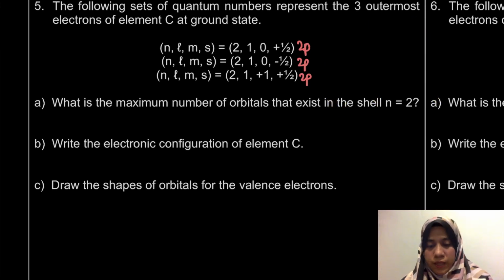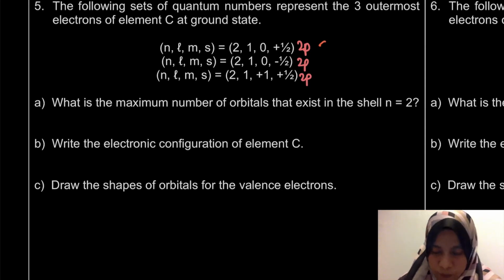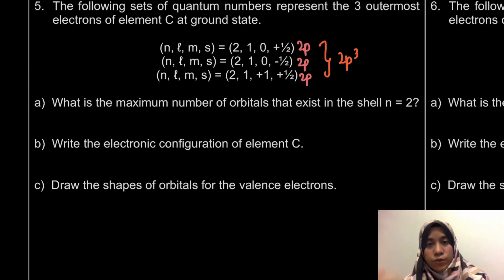Okay, so how many p electrons do we have in the outer shell? We have 3. So when we total up all of these, we have 2p3. Okay, so that's the outermost electrons. Okay, right now let's look.